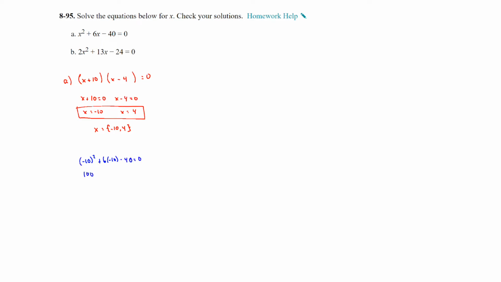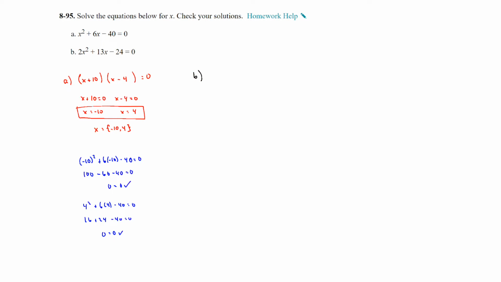So we have 100 minus 60 minus 40, and that would satisfy that. So that one works, and then we also plug in 4 because we want to make sure both of them work. 4 squared plus 6 times 4 minus 40 is equal to 0. So 16 plus 24 minus 40, and that would be 40 minus 40. So 0 is equal to 0. So the check works as well.